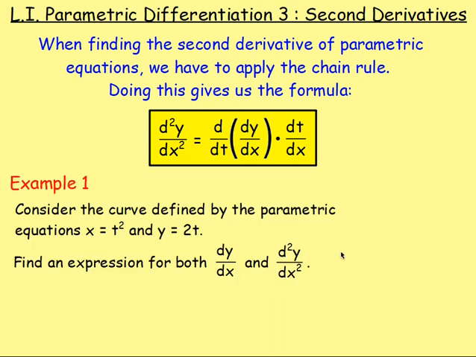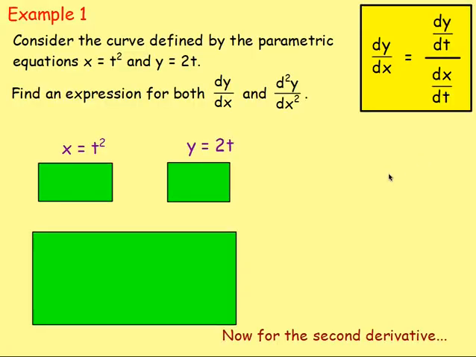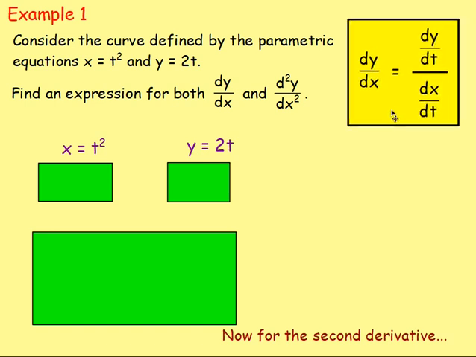Let's try some examples. Example 1: consider the curve defined by the parametric equations x equals t squared and y equals 2t. Find an expression for both dy by dx and d2y by dx squared. First thing we want to do is to find an expression for dy by dx. How would we go about finding that then? Perfect. We'd work out dy by dt and dx by dt, and then we would use this formula here.